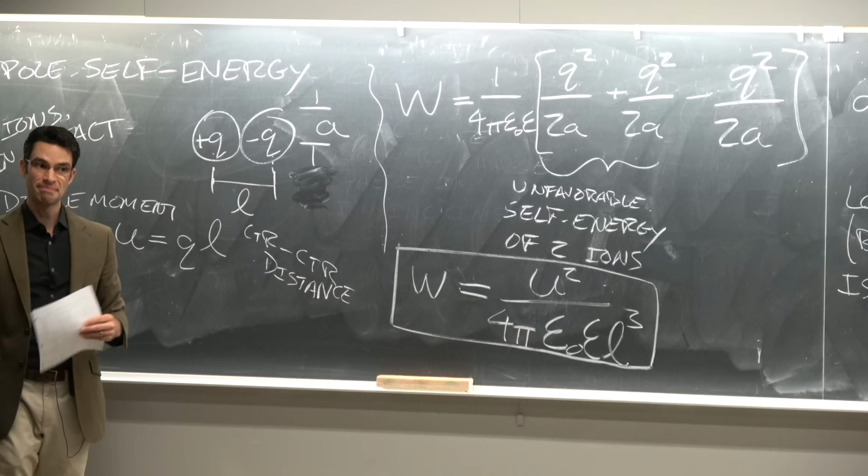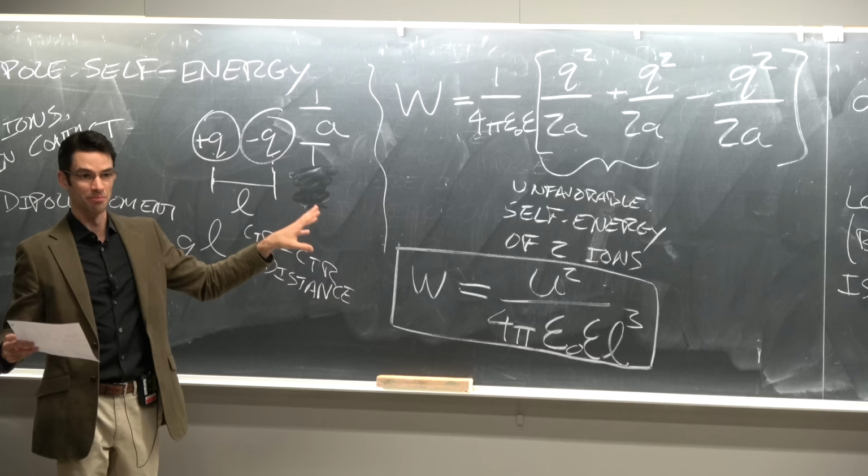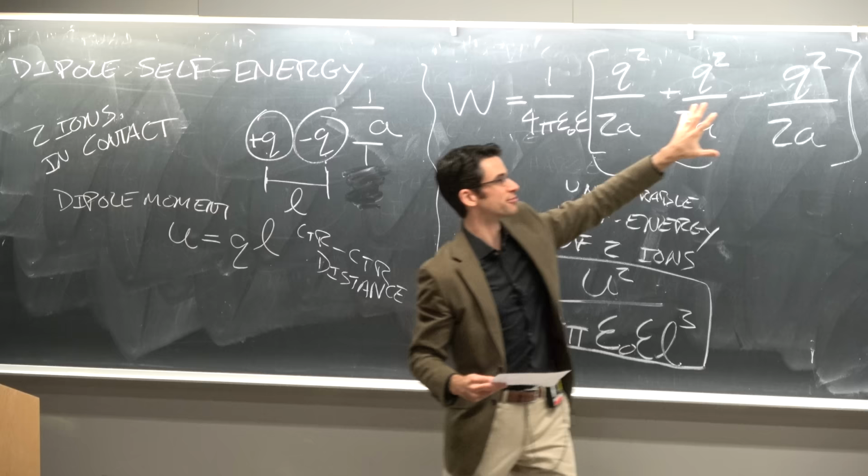This is why dipoles want to align in certain ways. And I'll start here again on Monday. So these are the unfavorable terms due to the ions. This is the favorable term of bringing them together.